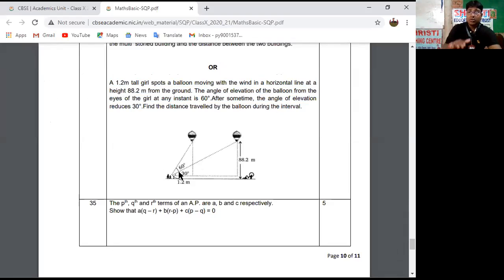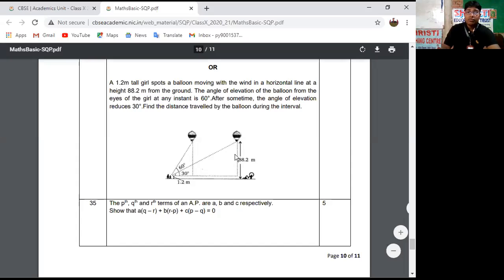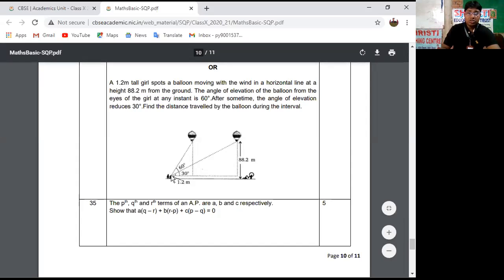The angle of elevation is in an upward direction, not in a downward direction. That means it is in positive inclination, anti-clockwise, in positive sequence. The angle of elevation of the balloon from the eyes of the girl, whose height of 1.2 meter is given, up to the top, that means up to the balloon, is mentioned in the figure.